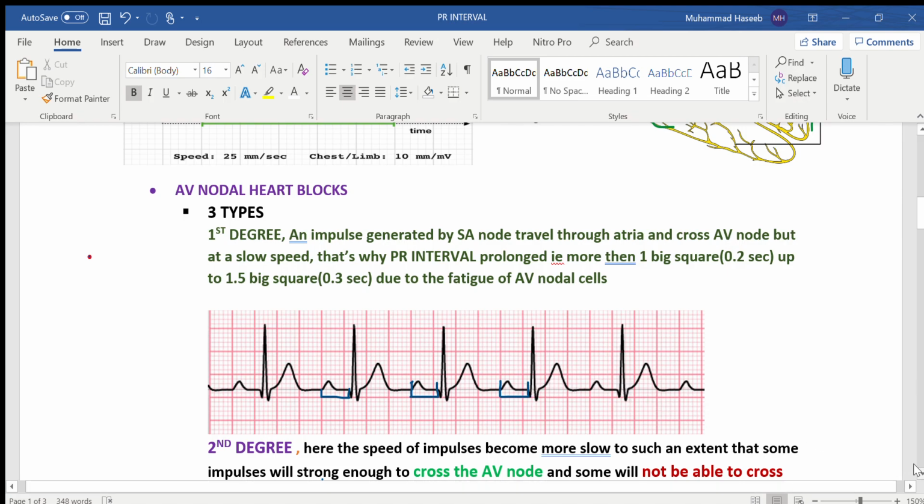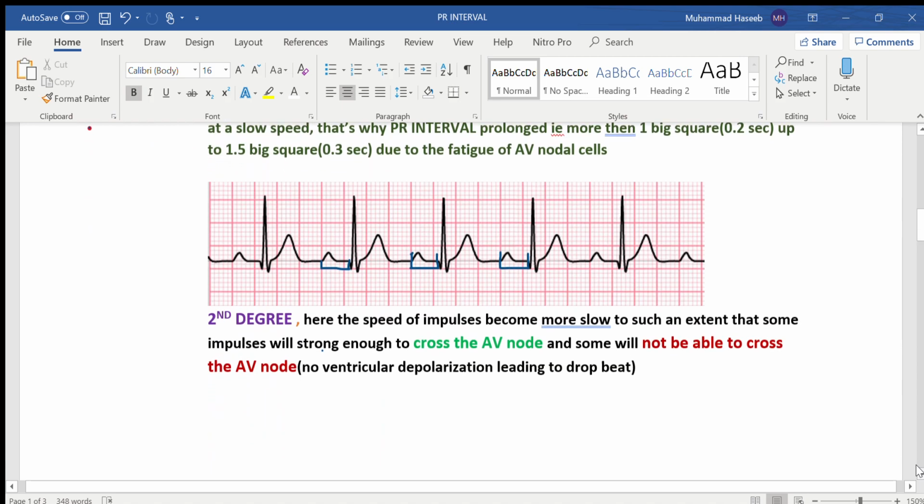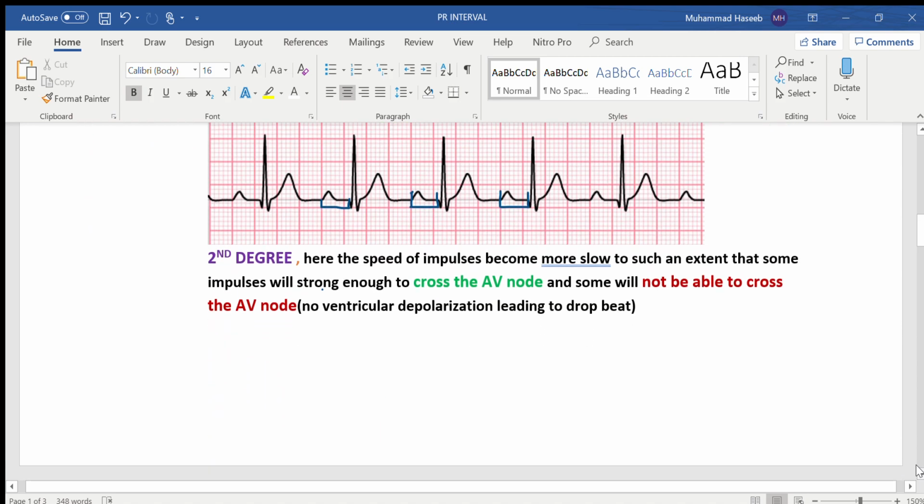Now we'll move to the second degree heart block. In the second degree heart block, the speed of the impulses becomes slower, and this slowness is to such an extent that some impulses will be strong enough to cross the AV node and some will not be able to cross the AV node. Those impulses which cross the AV node will cause ventricular depolarization and ventricular contraction. But some of them will not be able to cross the AV node.